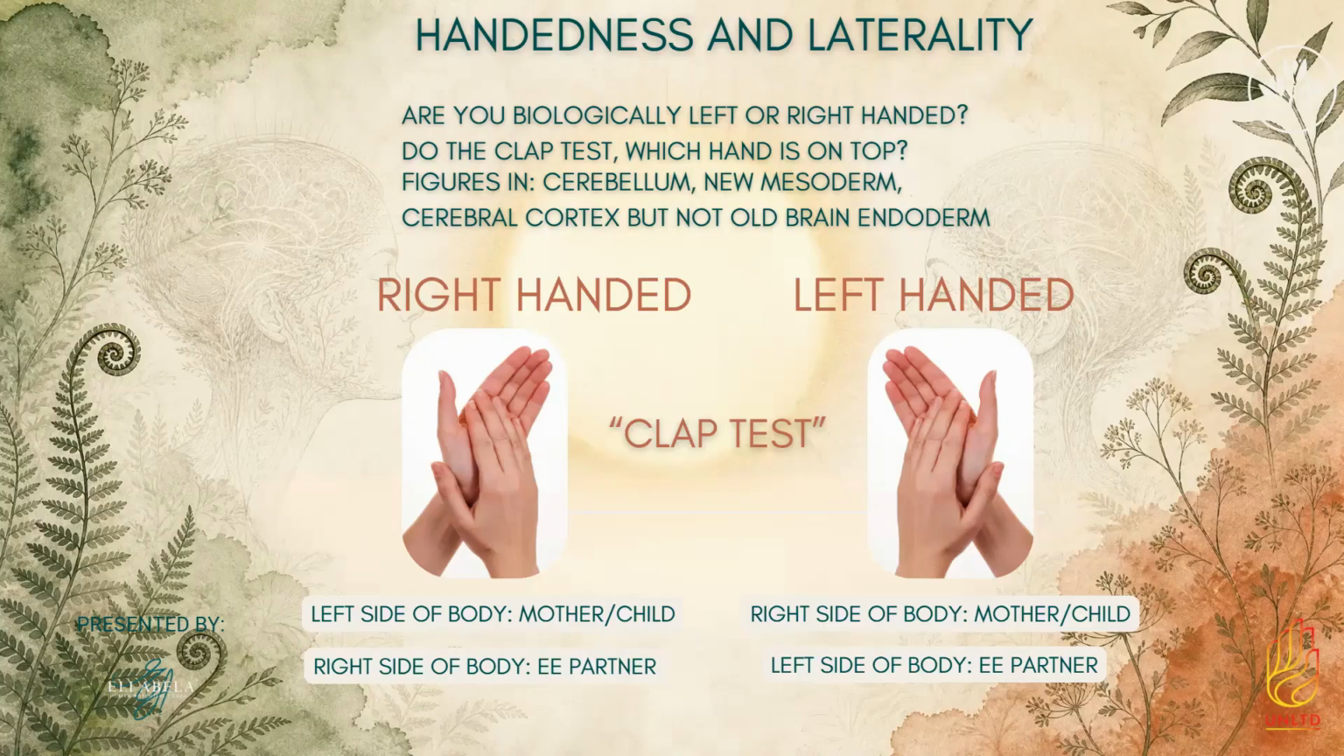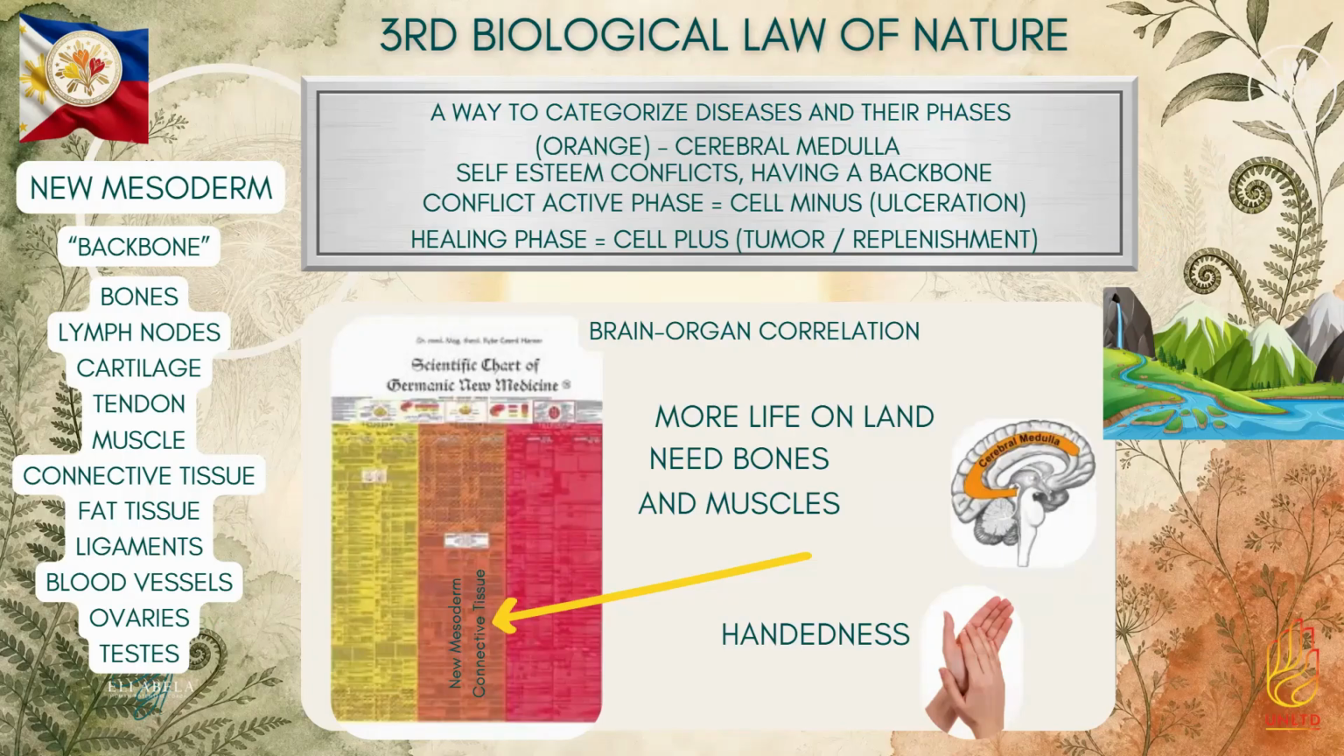Take some time to find out which one you are. Usually, only lefties are ambidextrous. If sometimes you use scissors with your left hand, but you do sports with your right hand, only left-handers are ambidextrous. We are in the new mesoderm where handedness is definitely considered.